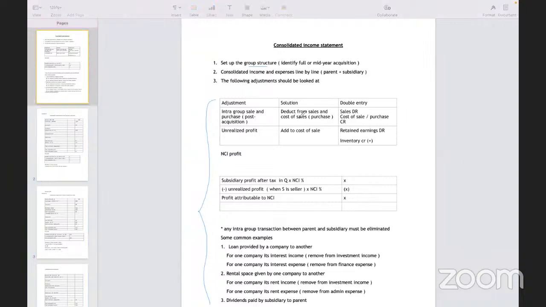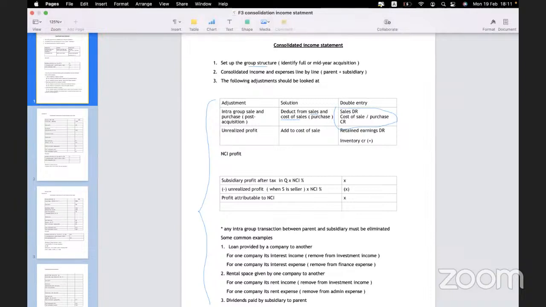For one company, it is sales, no? So we deduct it from sales. For another company, it becomes purchases. Normally, purchases is inside cost of sales. So from cost of sales, we deduct it. This is going to be the double entry. Just like the short note I showed last week, my short note will include both the double entry as well as what to do, whether to add or subtract.